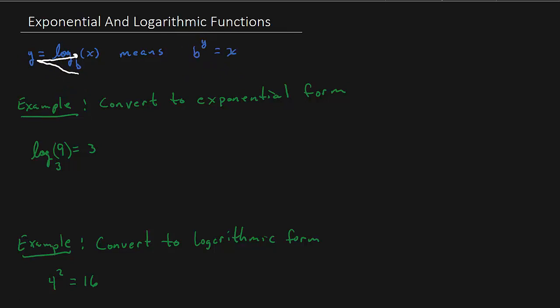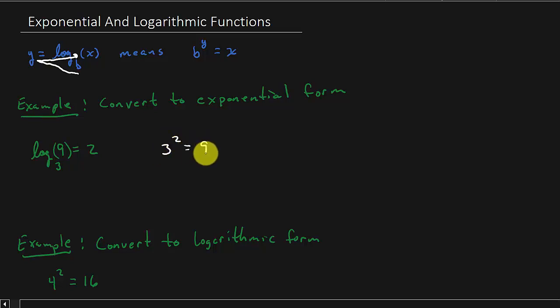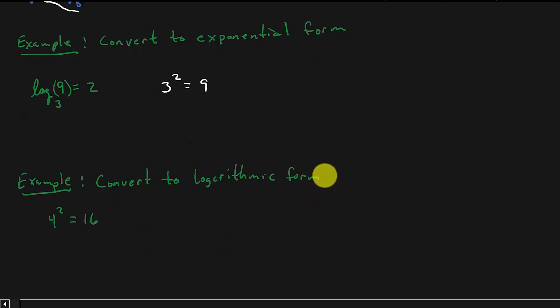And I wrote this problem wrong. That should be a 2 right there. All right, so let's look at this. Convert to exponential form. So remember what I told you. You start with the 3, so it's 3 raised to the second equals 9. So that's just 3 squared equals 9. And that's exponential form.